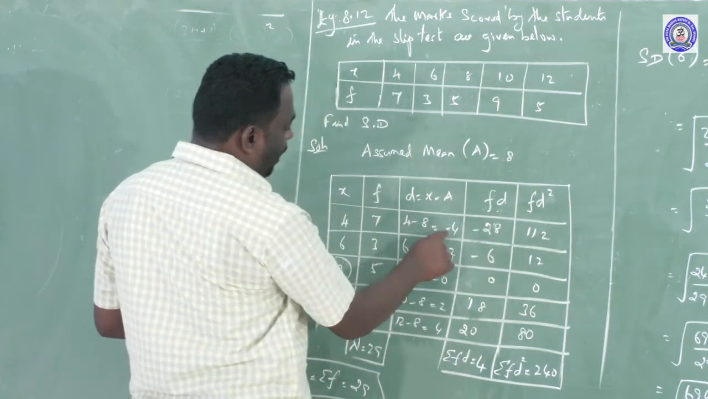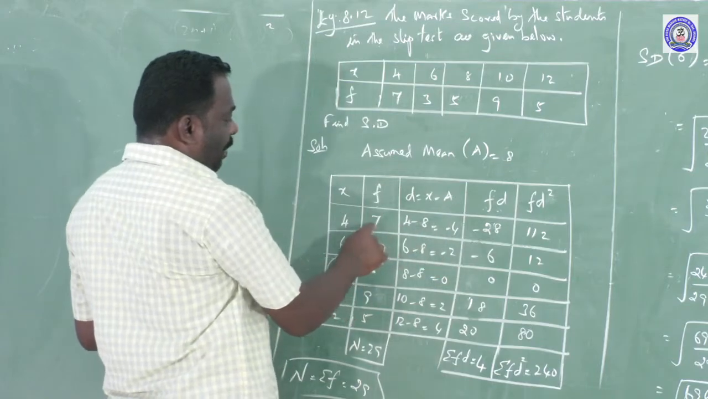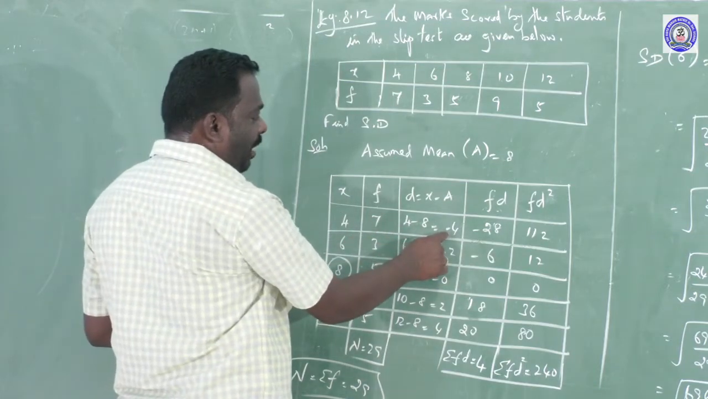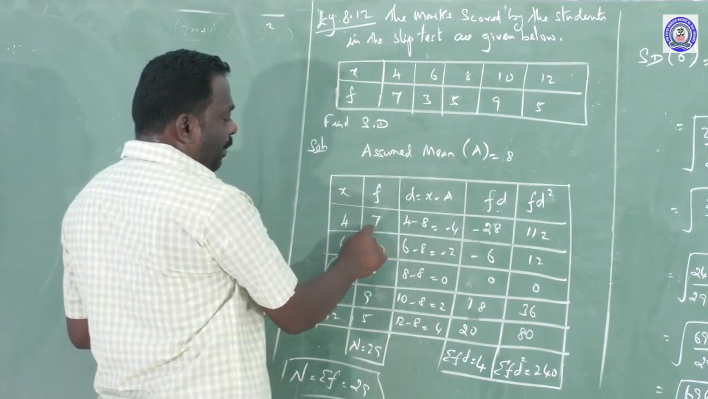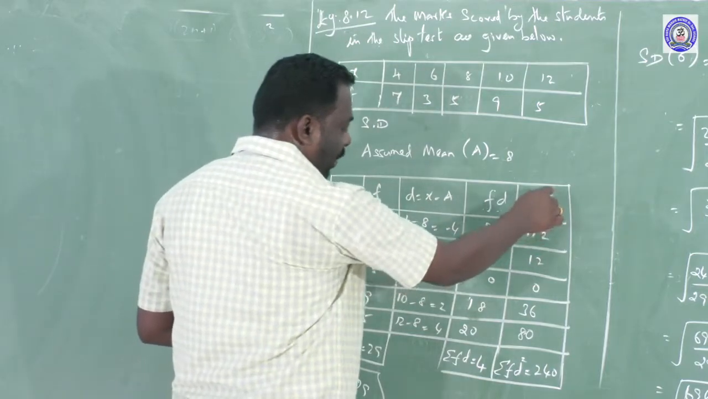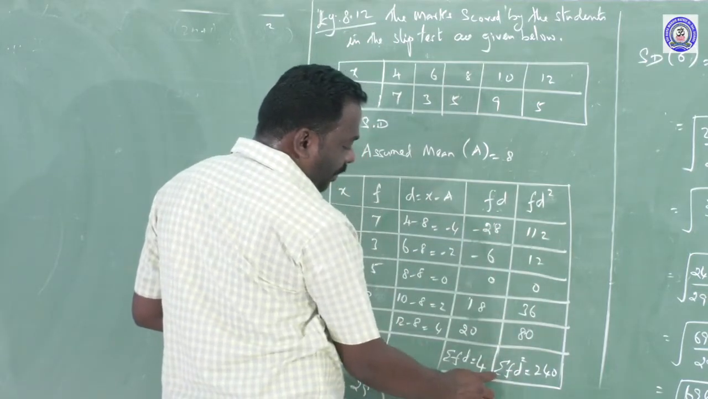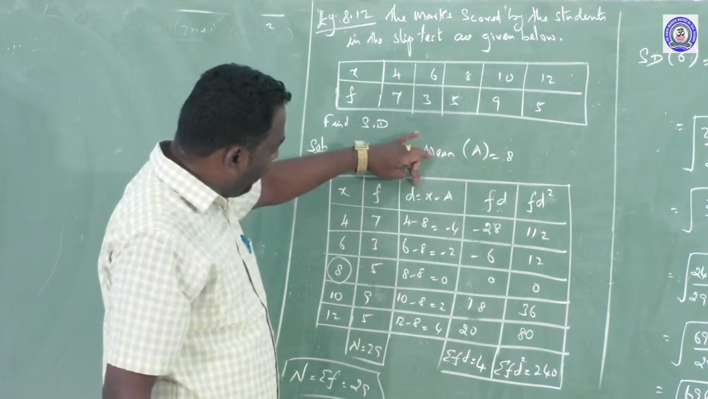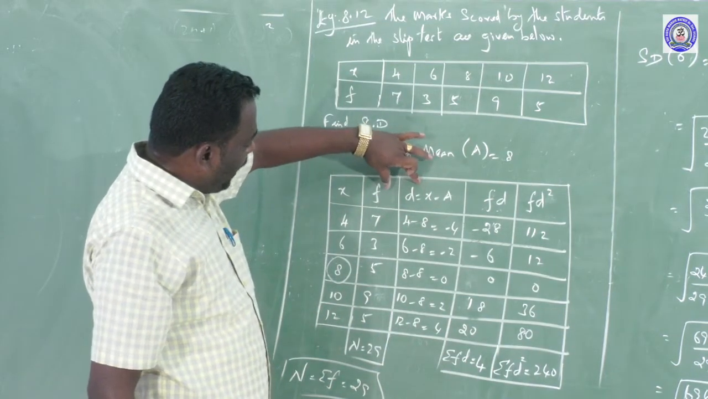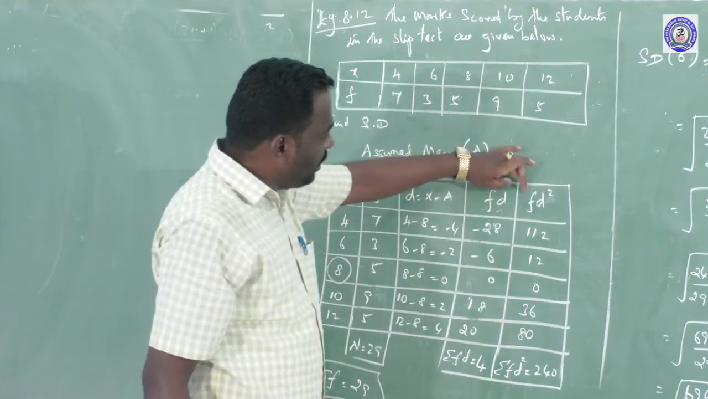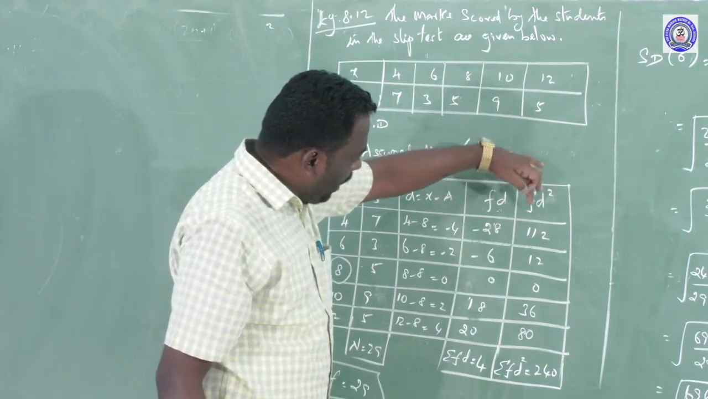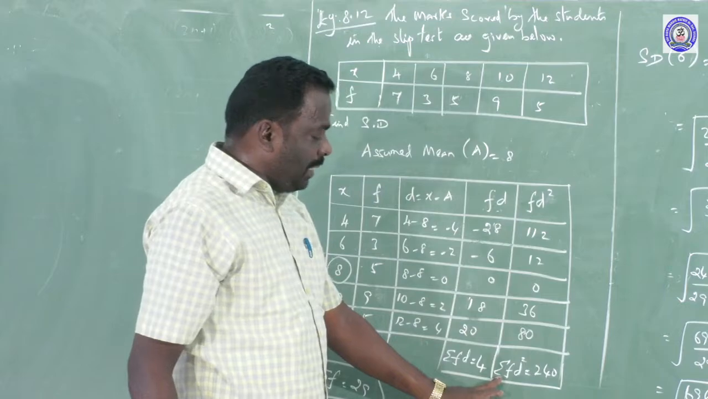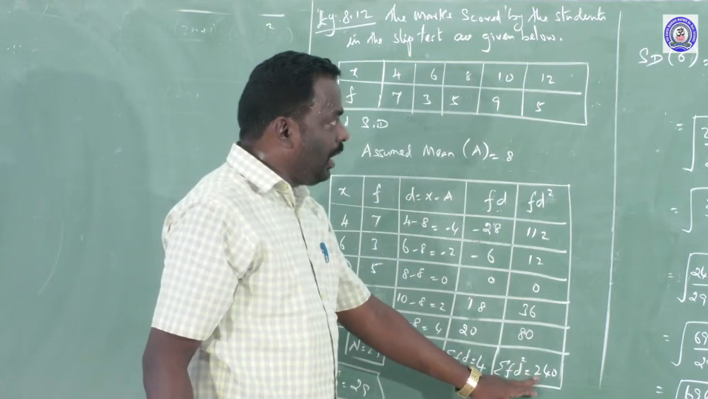Square the value of d, that is d square, and multiply with f to find the fd square column. Finally, adding all the terms, we obtain the summation fd square equal to 240.